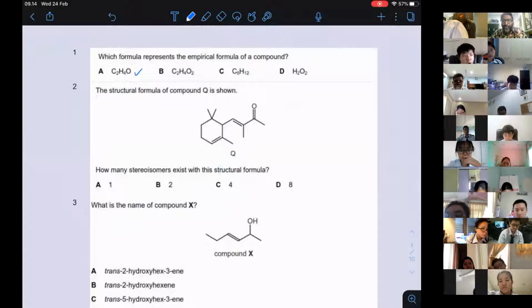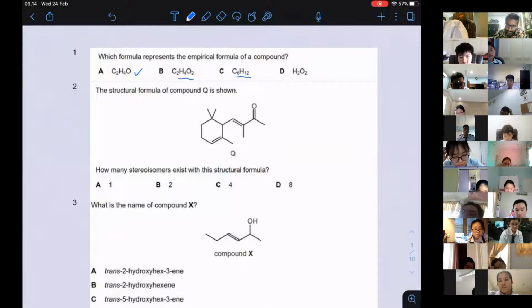2, 4, 1. The rest, you can still divide by 2, you can still divide by 6, you can still divide by 2. So the answer is going to be A.